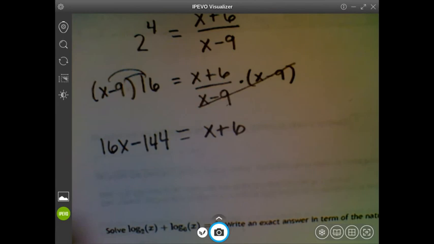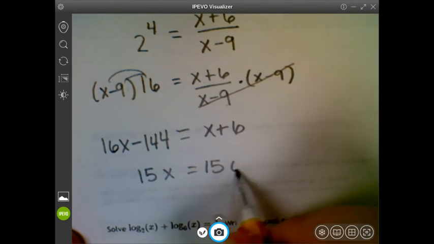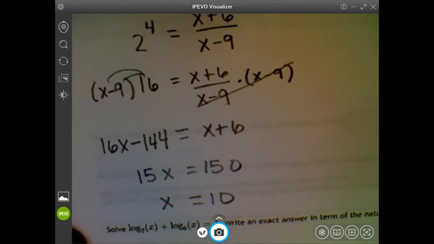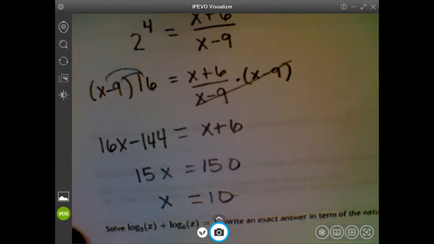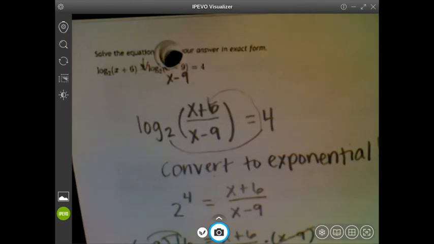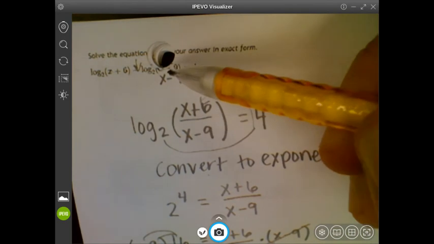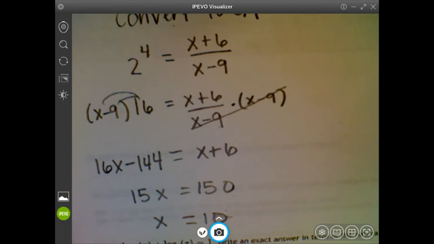From there, it is just an Algebra 1 multi-step equation. You put your x's together, everything else on the other side, and do the division. So you'll have 15x over here, 150 on this side, and then x equals 10. Once you get x equals 10, you do need to go back to the original problem and check to make sure that you don't have a negative. 10 plus 6 is 16, that's good. 10 minus 9 is 1, that's good. So 10 is the correct solution for this problem.